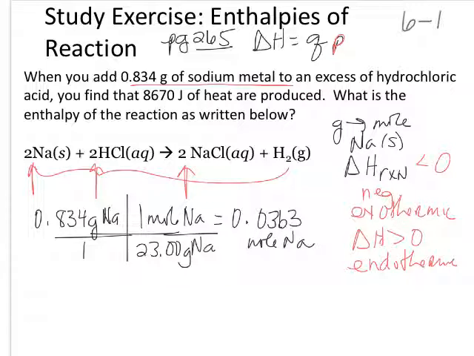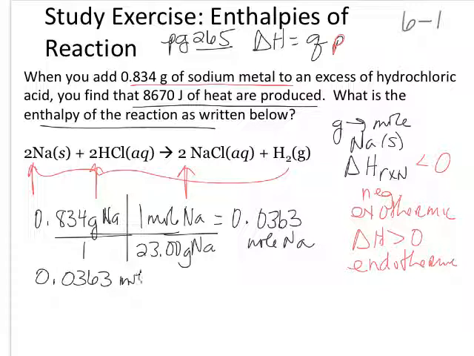So let's just read this now. When you add 0.0363 moles of sodium metal to an excess of hydrochloric acid, you find that 8,670 joules of heat are produced. What's the enthalpy of the reaction as written below? So now we can start with our given here, 0.0363 moles of sodium. This is just showing you how you can use this enthalpy.